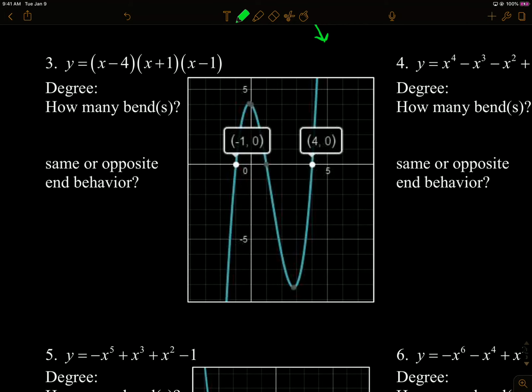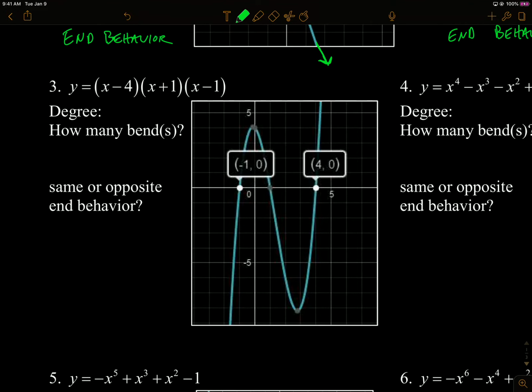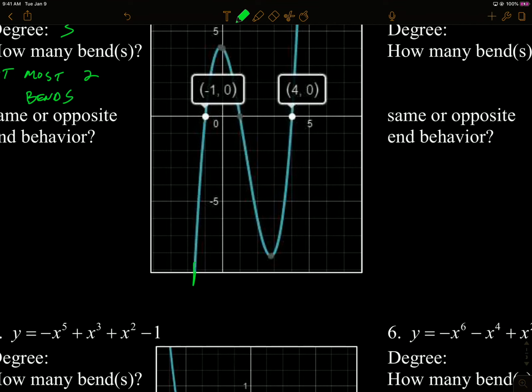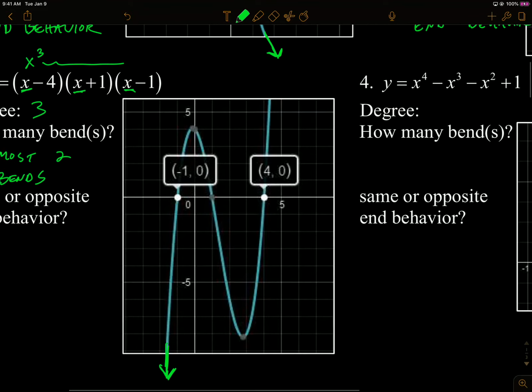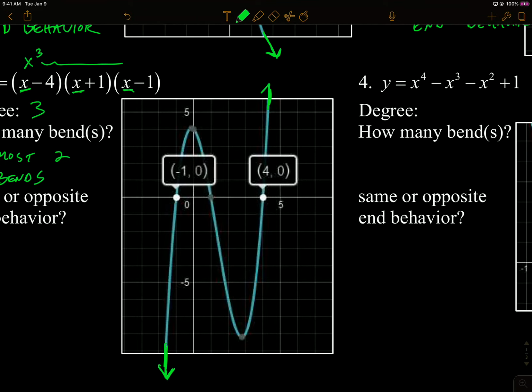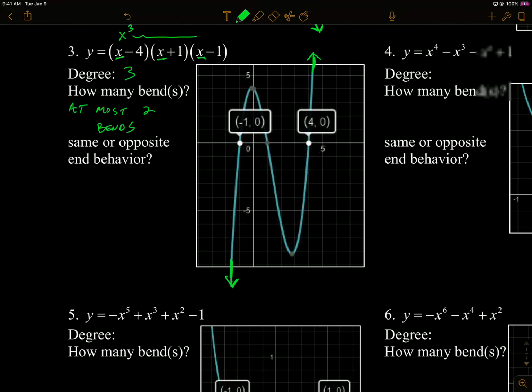Number 3, again, if I multiply this out, I know that I'll end up with an x to the third. I don't know what the rest of them will be, but I know the biggest one will be the x to the third because the x times the x times the x. So that's degree 3. So because it's degree 3, it's going to have at most 2 bends because it's always 1 less than degree. Let's look at the end behavior. When it's a degree 3, it goes down on the left, up on the right in this case. So again, it's opposite end behavior.